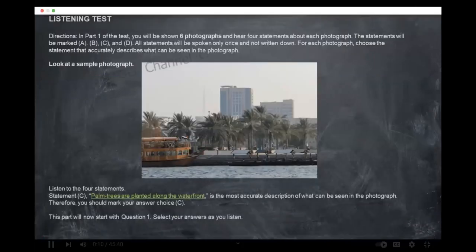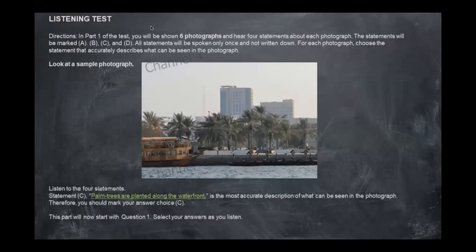Part 1. Directions. In Part 1 of the test, you will be shown 6 photographs and hear 4 statements about each photograph. The statements will be marked A, B, C, and D. All statements will be spoken only once and not written down. For each photograph, choose the statement that accurately describes what can be seen in the photograph. Look at a sample photograph.